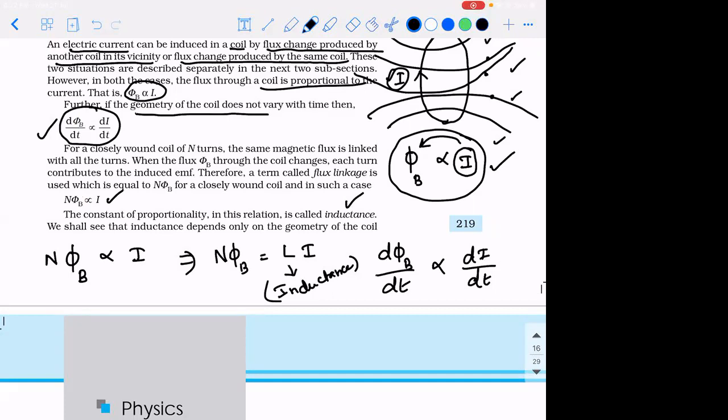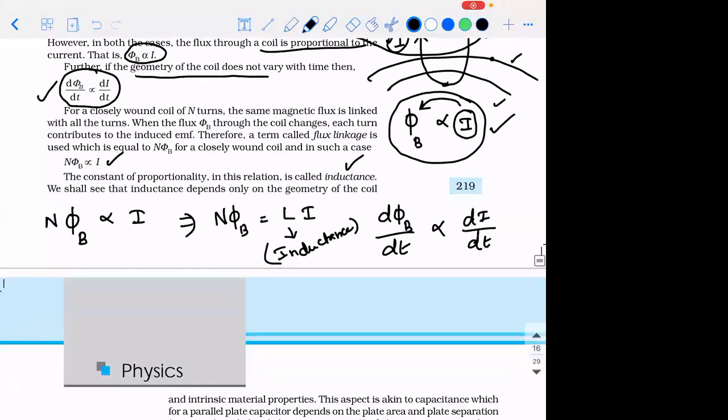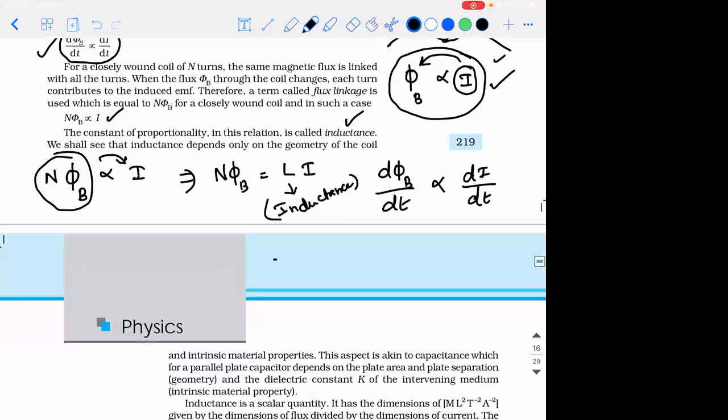Because why I am saying this, flux is dependent only on the current. What you are asking, you know what is the meaning of it? Phi B is directly proportional to... You are trying to say flux will decrease if the number of turns are increasing. That is not the case, because flux is not dependent on the number of turns. Rather, it is dependent on the amount of current that is flowing.